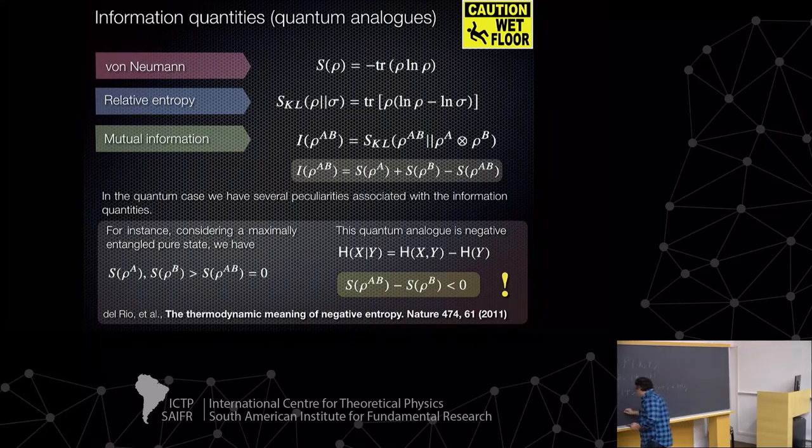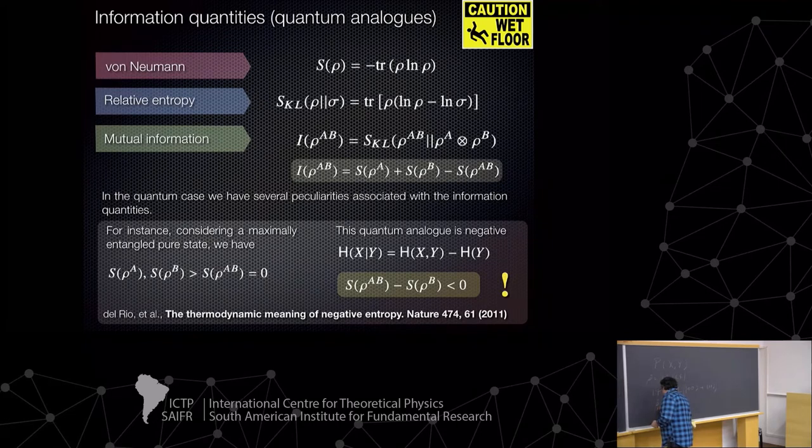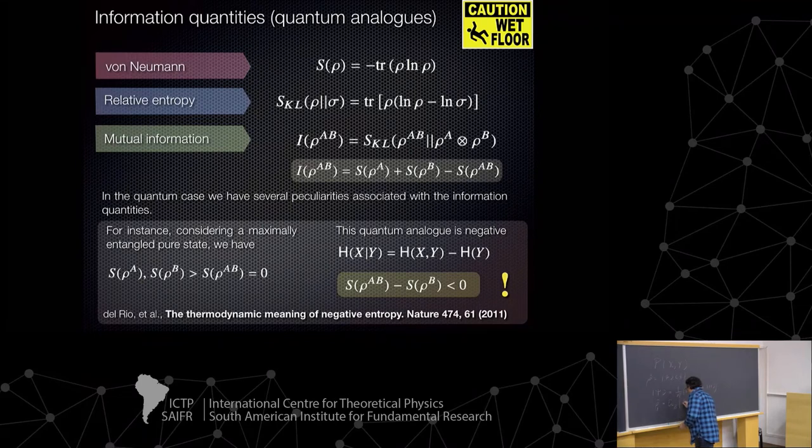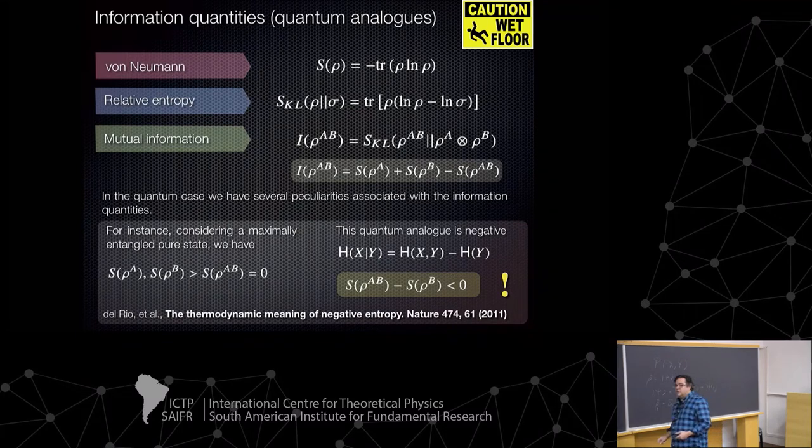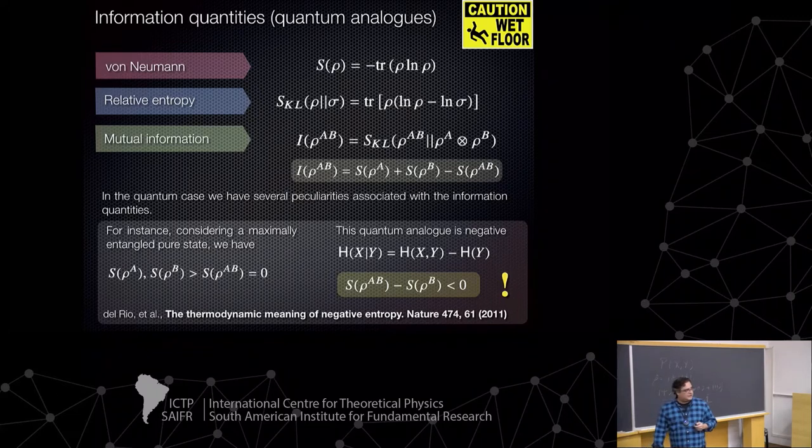On the other hand, the marginal state, which is the trace over the variable B of the joint state, would be equal to identity divided by 2. So this is the maximum entropy state. And then if we use this expression, we will get a negative entropy.